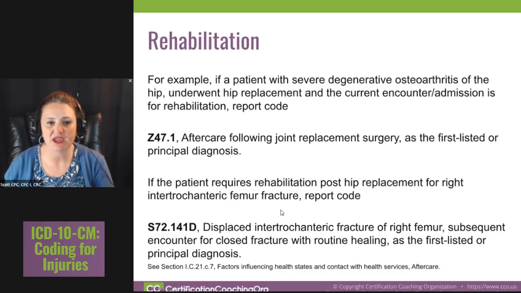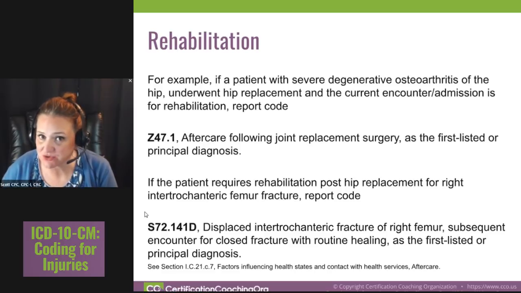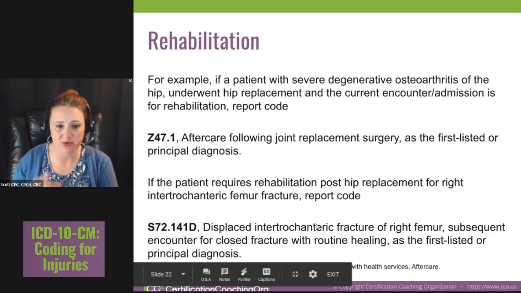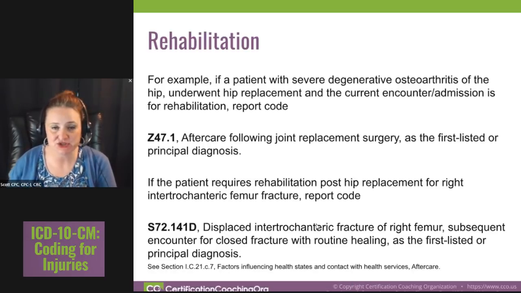But if the patient has a fracture, post-hip replacement for right fracture of the femur, that's different. That's an injury code, S72.141D. They're not in active treatment anymore. That's not a late effect. This is the ongoing normal healing process, and it is an injury, the reason why they're getting the rehab. Then we're going to go to our injury code, our S code.